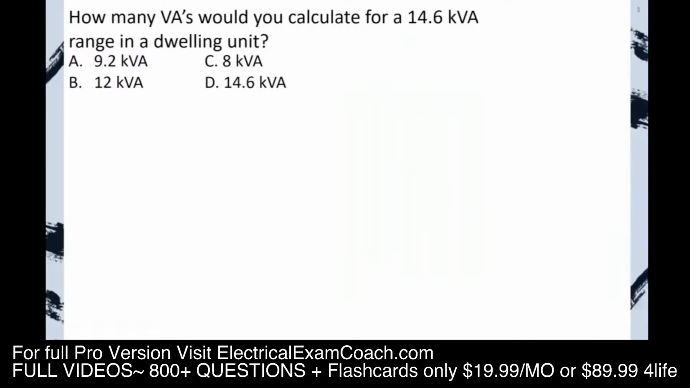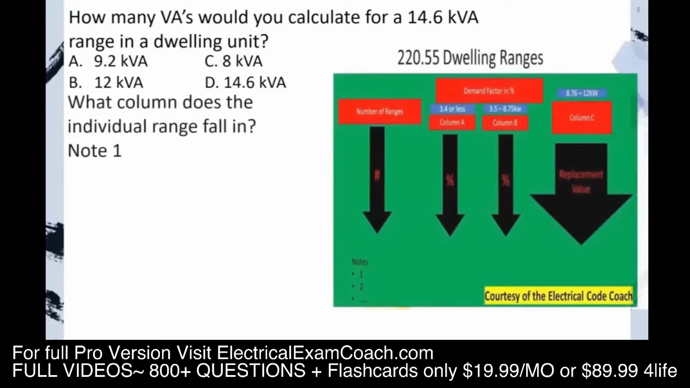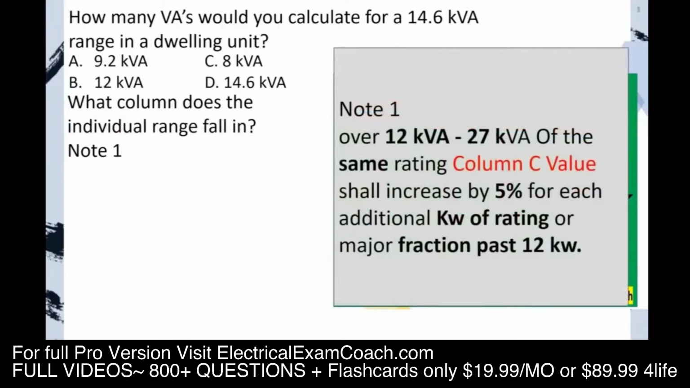How many VAs would you calculate for a 14.6 kVA range in a dwelling unit? Step 1, find out what column our individual range falls in. When we get to column C, we find out that it's only good through 12 kW. When it's over 12 kW, you have to use one of our table notes listed down below the table. In this case, we're going to be using note 1.